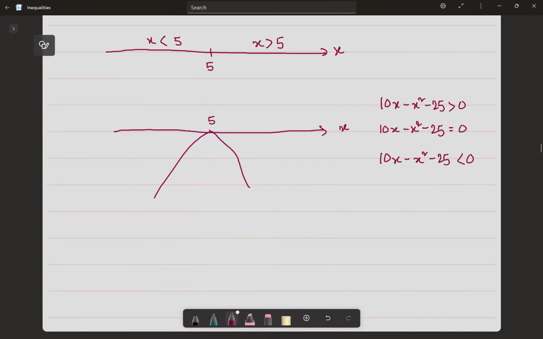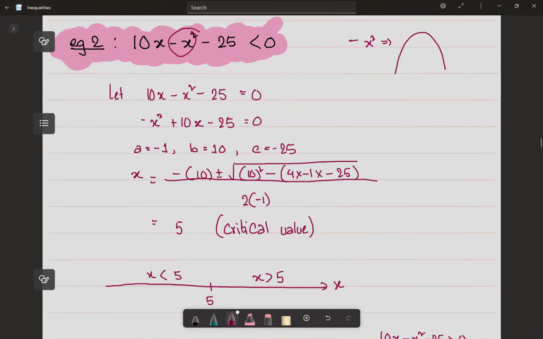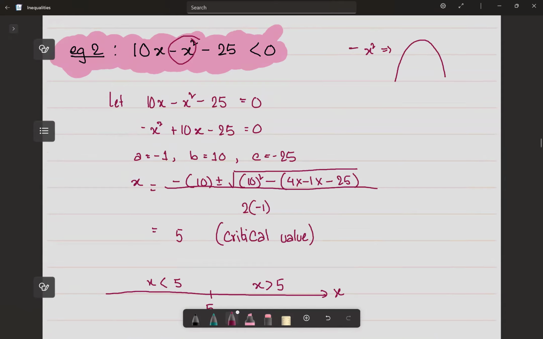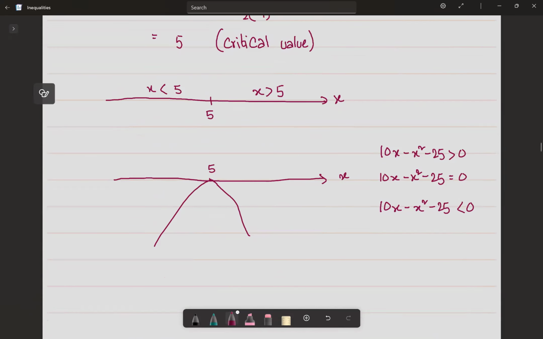If I look at the question, it asks me to solve this inequality for less than 0. So we have to shade below the axis. If we look below the axis, we have this region. So my entire graph is below the axis.